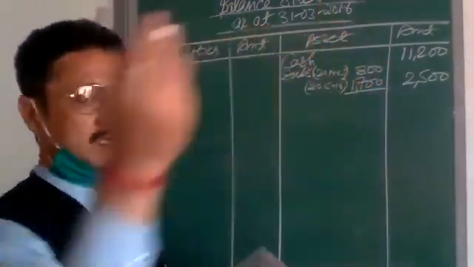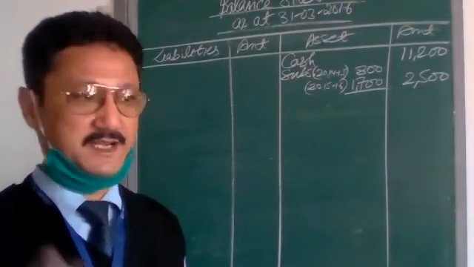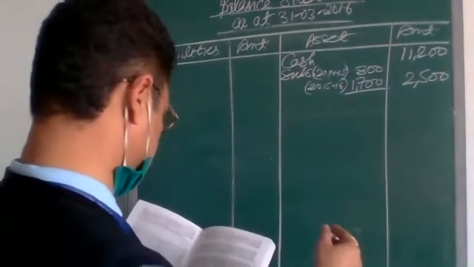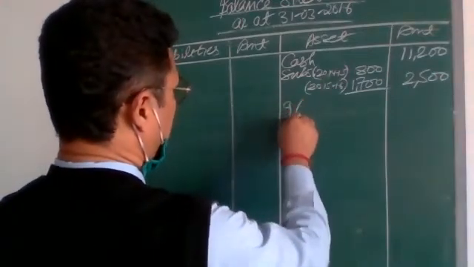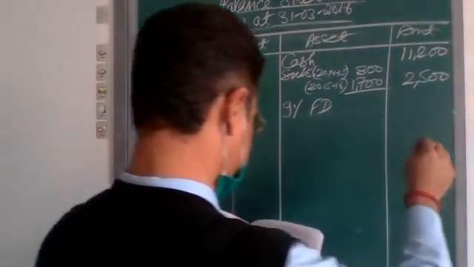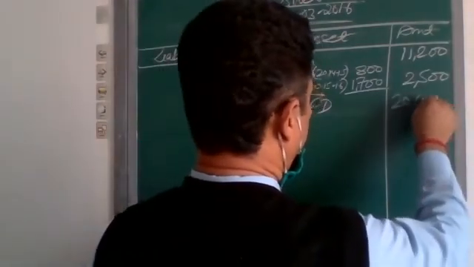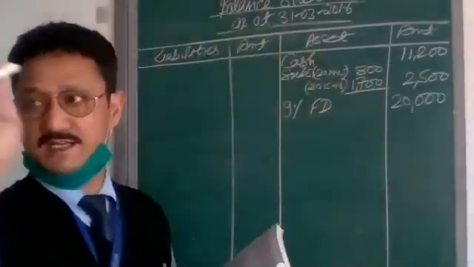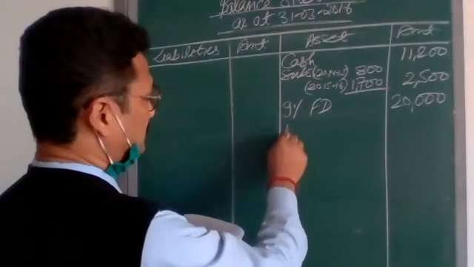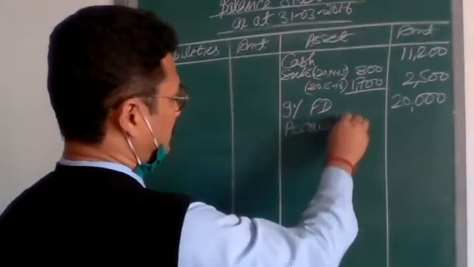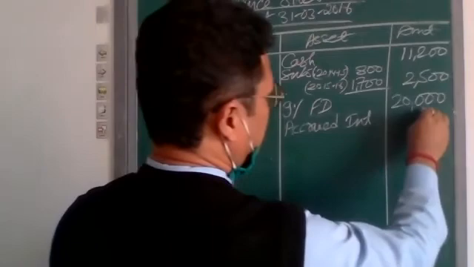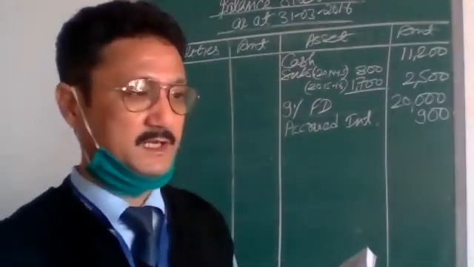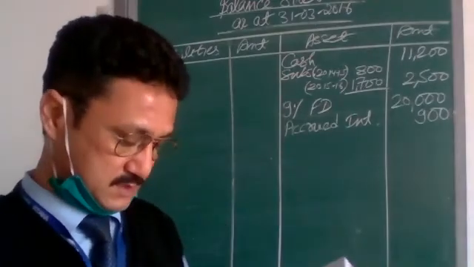The outstanding given for the current year includes the subscription of the previous year also. 9% FD, 20,000. And that is why we calculated the accrued interest of 900. We have to write it here now. Accrued interest 900. We have already calculated it in the working notes.